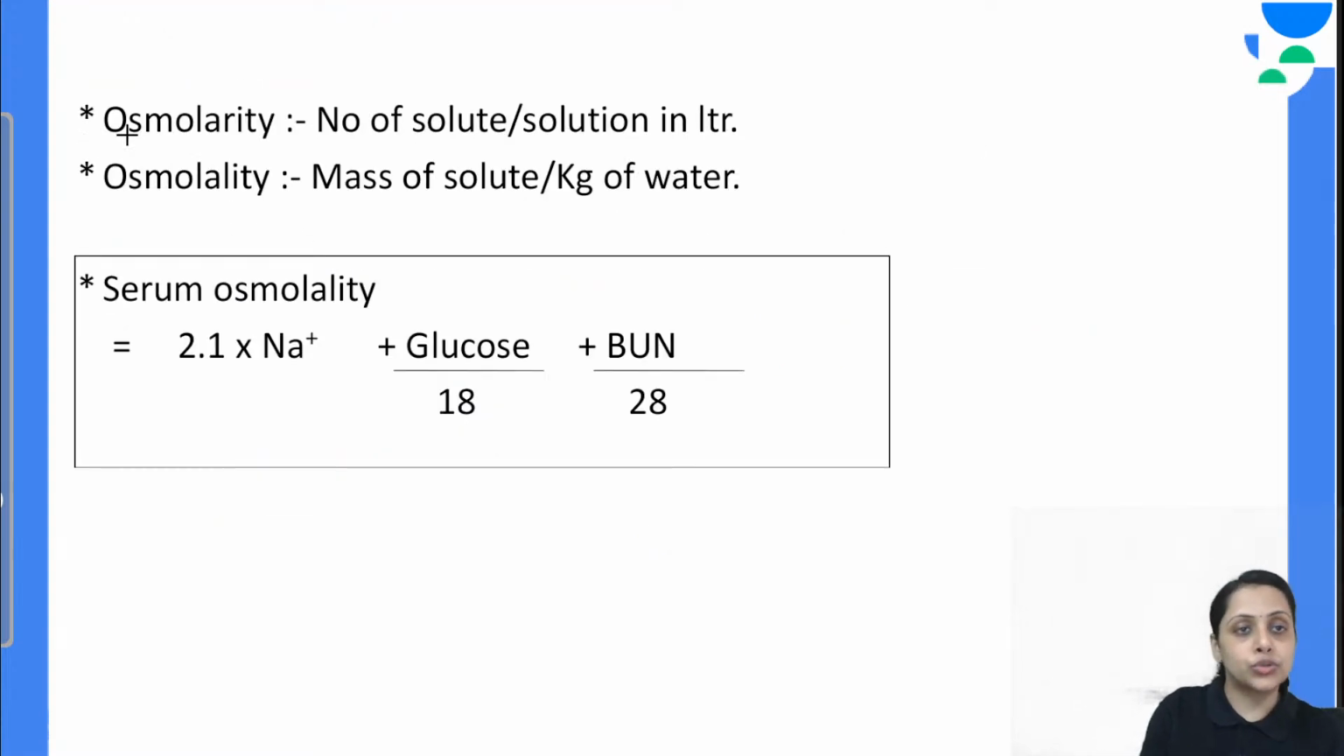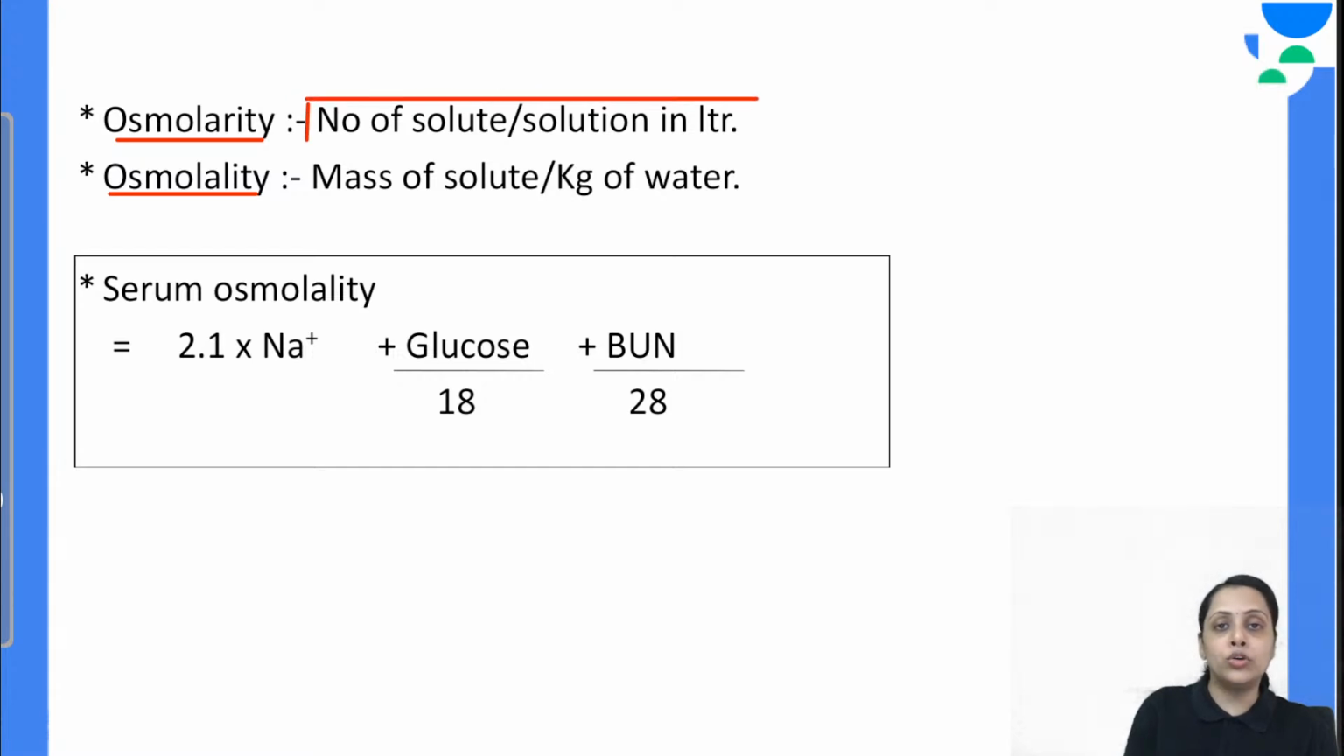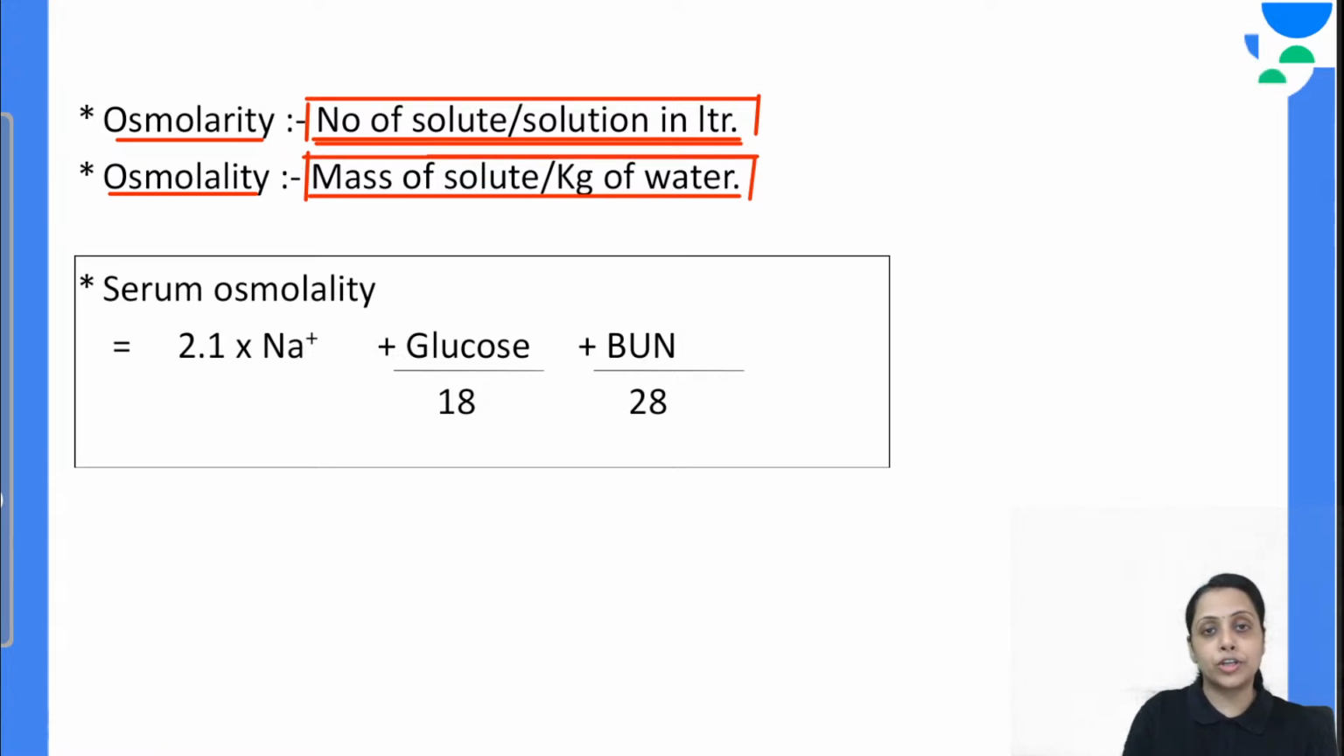Moving further to two terminologies, osmolarity and osmolality. What is osmolarity and what is osmolality? Osmolarity is the number of solutes per liter of solution. So when we are talking in terms of liters, the number of solutes per liter of solution is our osmolarity. What is osmolality? Mass of solute per kg of water. So these two terminologies are important. Do remember, everybody.